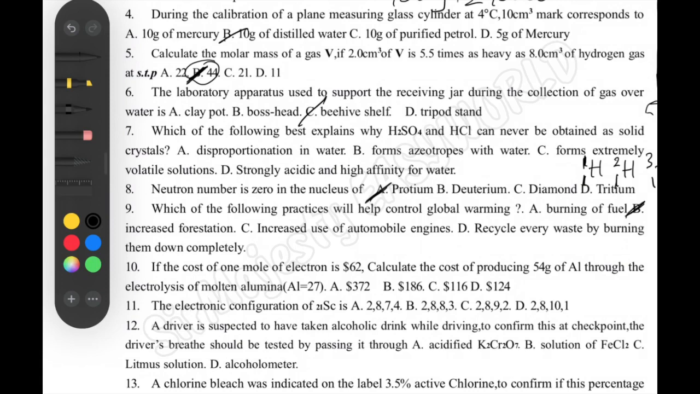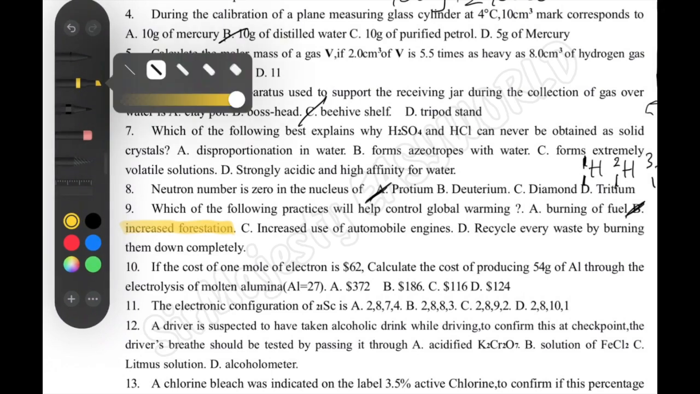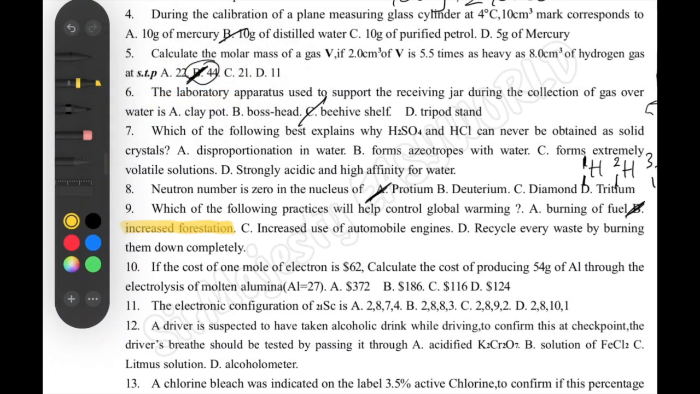Option B. Increased forestation, we do that by increasing the rate at which the plant takes in water. So, the rate at which the plant absorbs carbon dioxide, because during photosynthesis, carbon dioxide is used as a raw material.